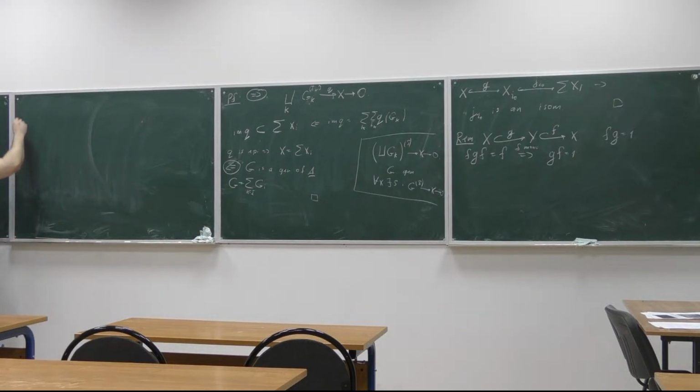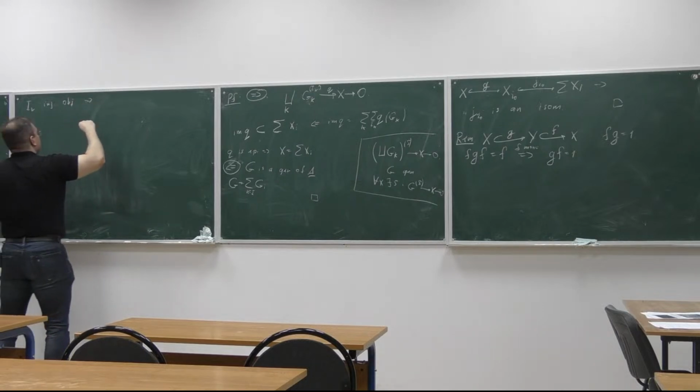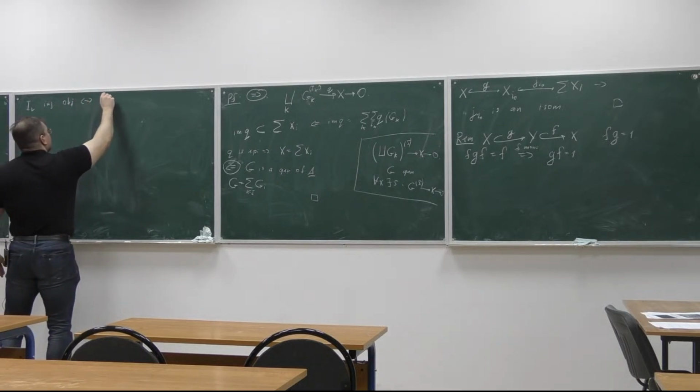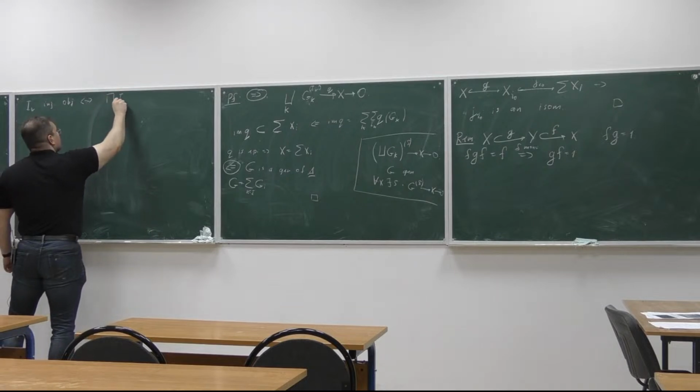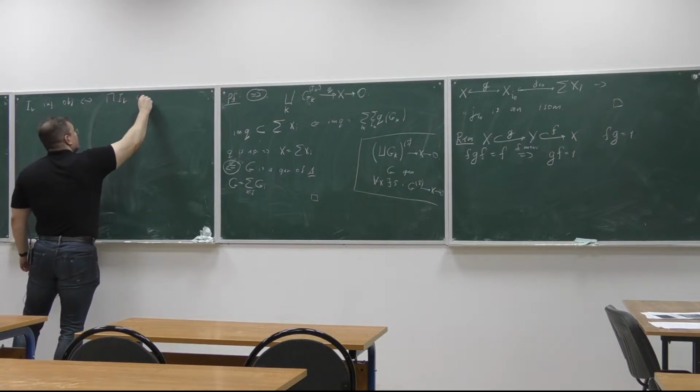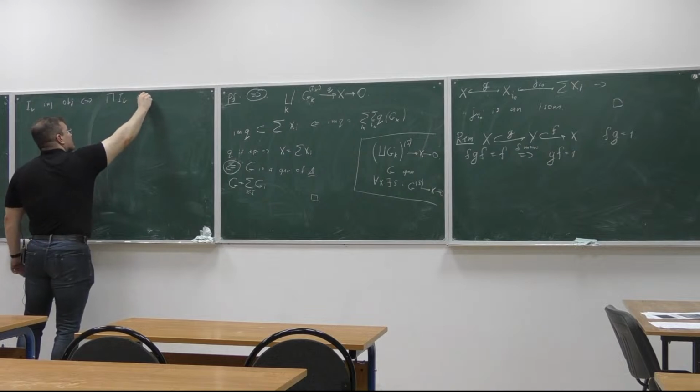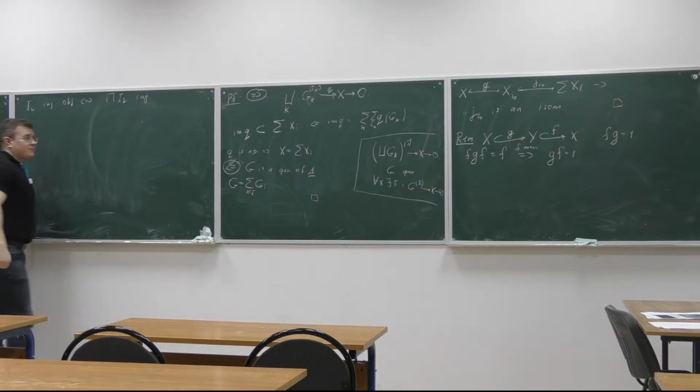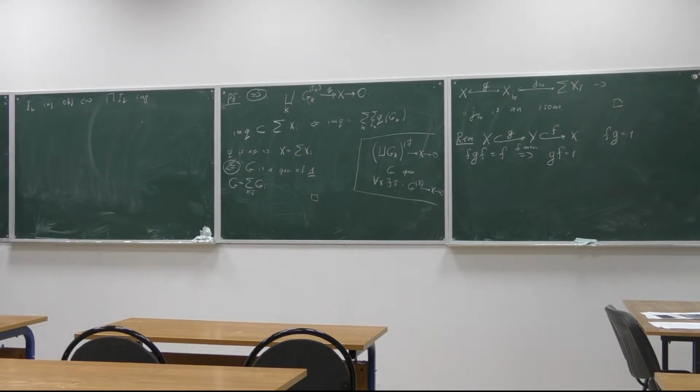Well, we proved in general that if you have a family of injective objects, then if you take the product, the product is again injective. That was quite a general property. Now there is an interesting question.